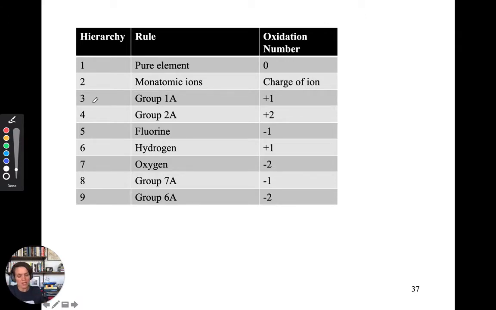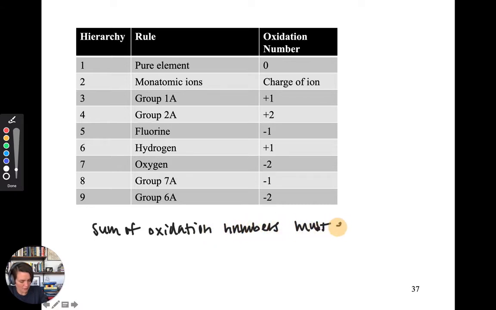Okay, so one rule that is not on here, but is implied, and it is 100%, you could call it rule 0. It has to be held that the sum of the oxidation numbers must equal the charge of the molecule.